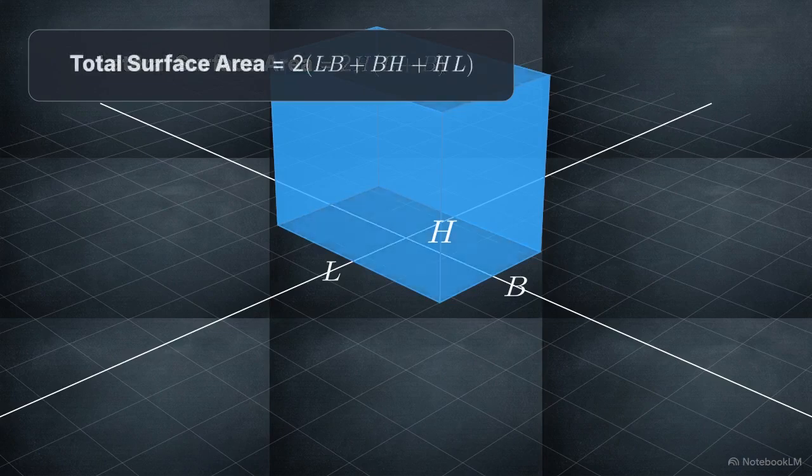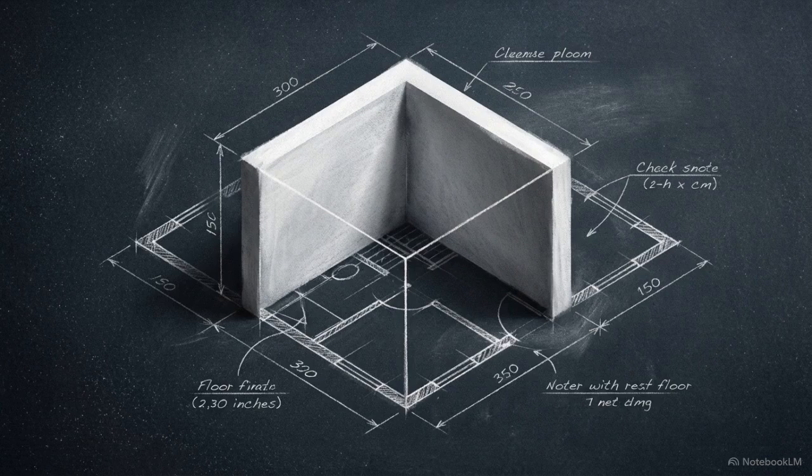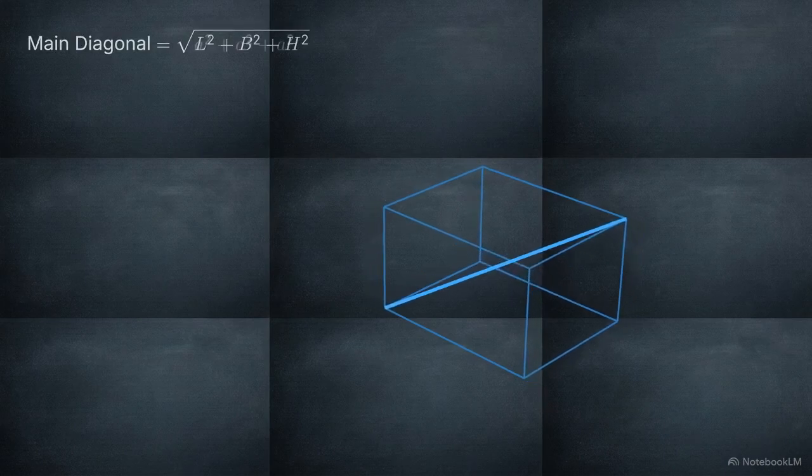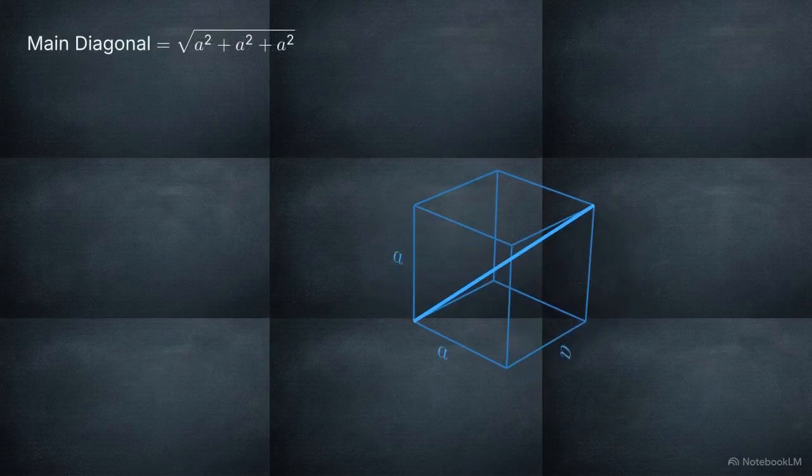Total surface area accounts for the entire exterior by summing the area of all 6 faces. In practical terms, such as painting a room, we calculate the area of 5 walls, the 4 vertical surfaces plus the ceiling. The longest possible straight line inside the box, the main diagonal, is the square root of L squared plus B squared plus H squared.